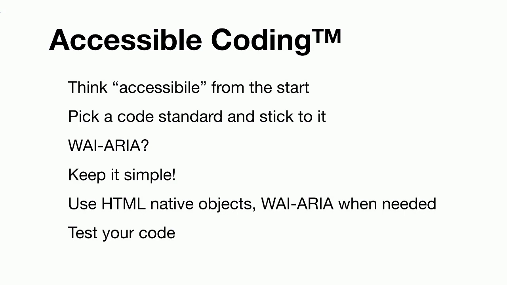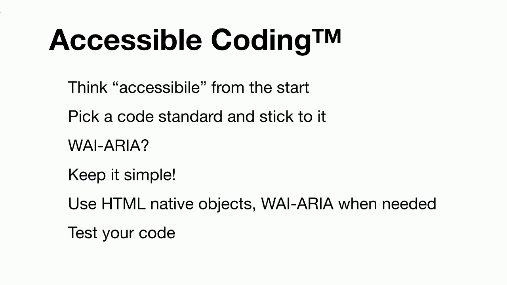ARIA can be used for a lot of things. There are so many attributes in ARIA. You can, for instance, use an ARIA attribute to tell that an element should be interpreted as a button, but there are already HTML objects to do that, so there is no reason to use ARIA for that. So use native objects, and use ARIA when it's needed, and ARIA is mostly needed when it comes to dynamic content. And finally, test your code.